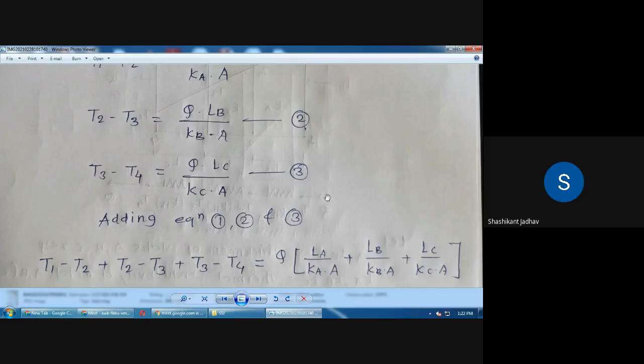So add the left hand sides of the equation, that is T1 minus T2 plus T2 minus T3 plus T3 minus T4 is equal to the sum of the right hand sides of each equation. When adding the right hand side equations, we take Q as common, and the remaining terms we keep in the equation. So Q is equal to Q into bracket LA upon K into A plus LB upon KB into A plus LC upon KC into A. So add these three equations.